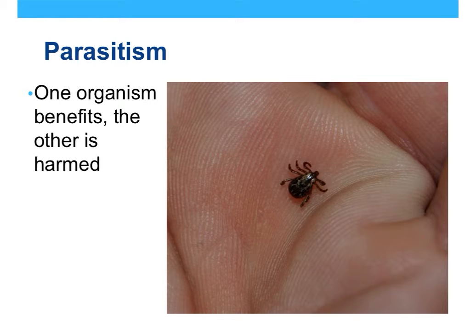Parasitism, like I said, an example is a tick on a human. One is benefited, the other one is harmed. Another example is a leech on a human. Another example is poison ivy on another plant, because it starts to choke it out.